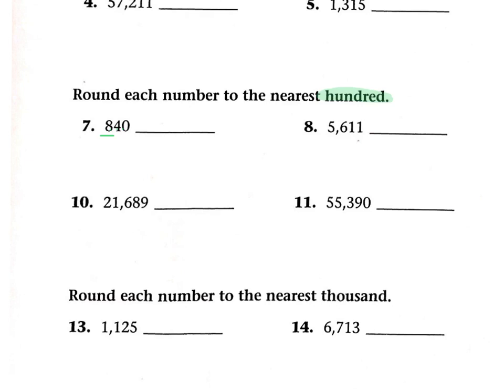So I have to look at the 4, and the 4 is going to tell me to either round the 8 up to a 9 or to keep it the same. So is 4 greater than or less than 5? Well, it's less than 5, so I have to keep the 8 the same, and then every number to the right of the place value that I'm rounding becomes a 0. So my 840 rounded to the nearest 100 becomes 800.